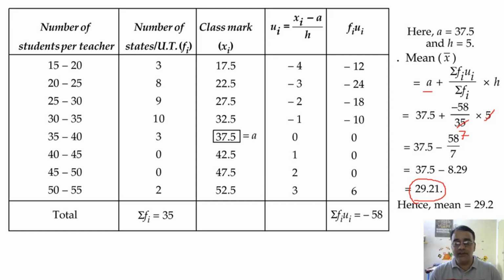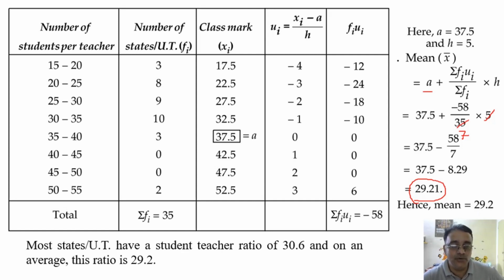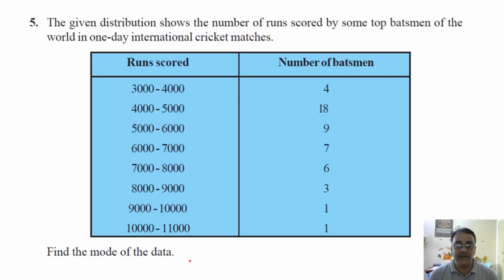So now we have to interpret. What we have to write: most states or union territories have a student teacher ratio of 30.6, that is the mode, and on an average this ratio is 29.2, that is the mean. Okay, so is this clear to all of you? Yes, sir.